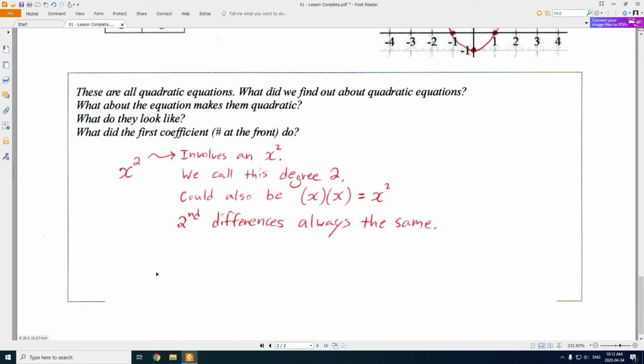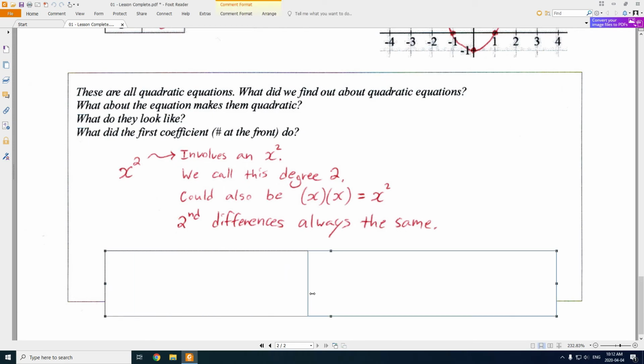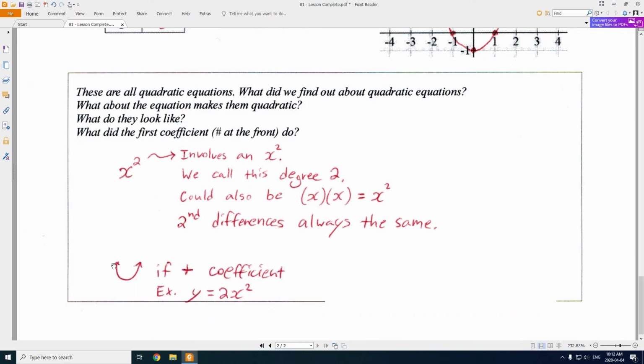The other thing we were noticing was the direction. We noticed that we were getting this upwards U. We say it opens upwards if there is a positive out front. So we say a positive coefficient. For example, the 2x squared graph has a positive 2 out front and opens upwards. Second differences were all positive.